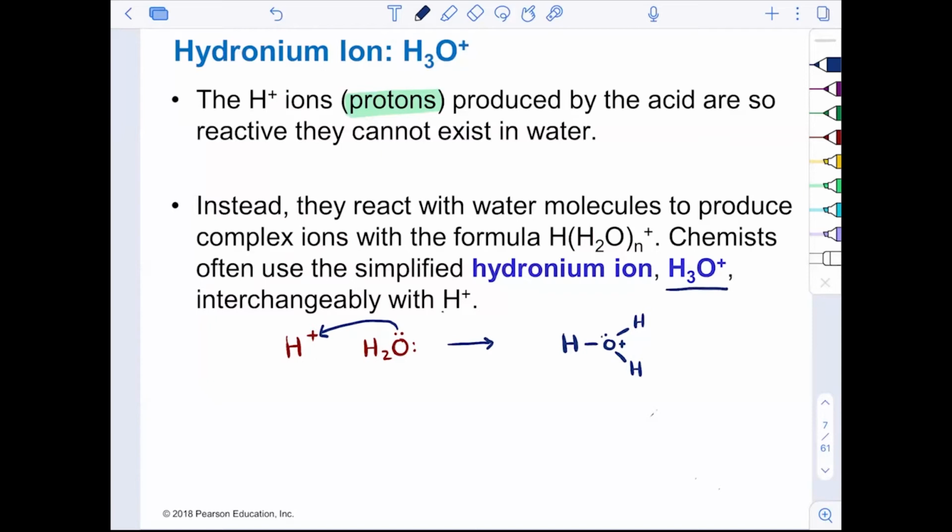We often simplify it just by writing the H3O plus formula right there. We are going to use it interchangeably with H plus. We will not use the complex formula. That's way too complicated.